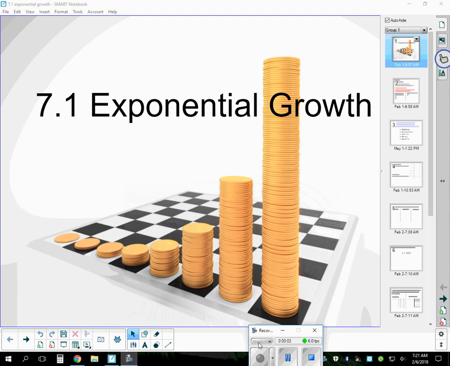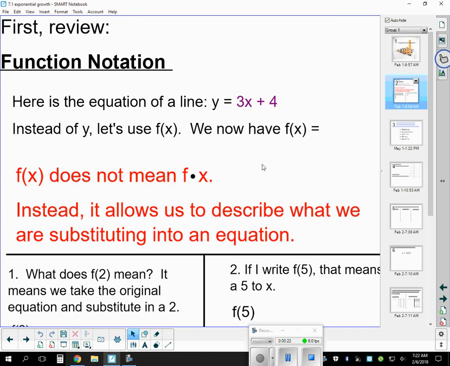Hey guys, we are starting another new unit here, Unit 7. We're talking about exponential growth. So you saw a little bit of a preview of exponentials in Unit 6, and we're going to go more in depth with them in Unit 7. Before we really get into the exponential stuff, I want to do a quick review of function notation.